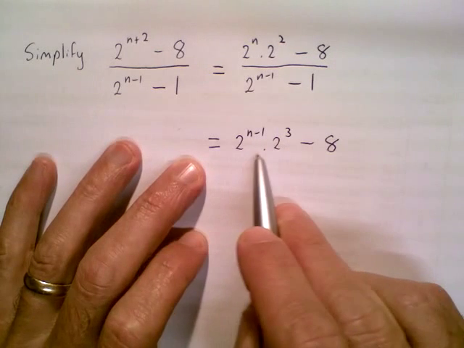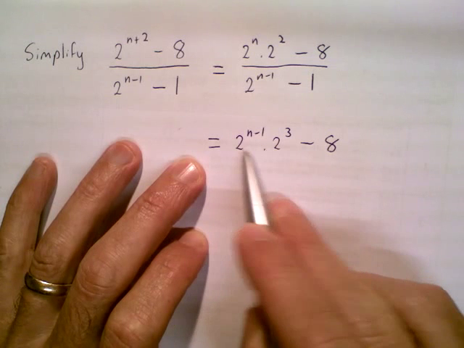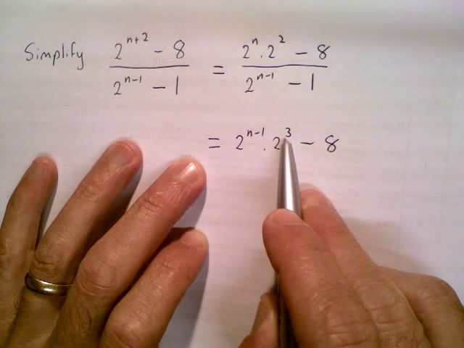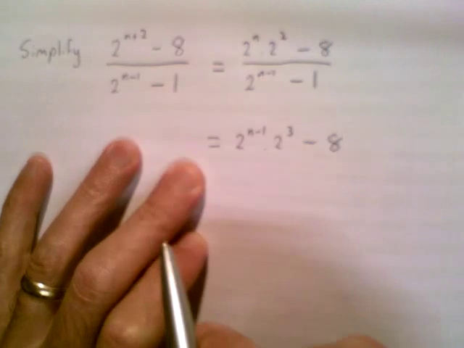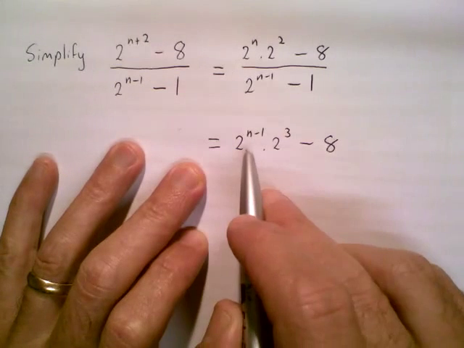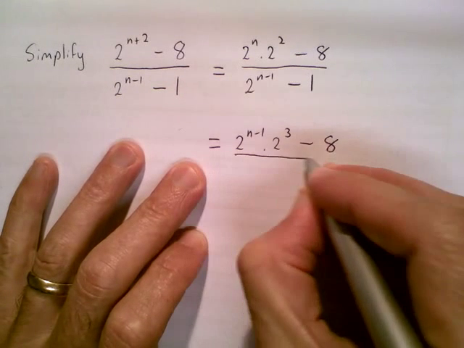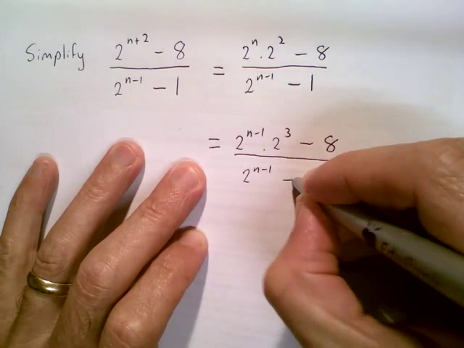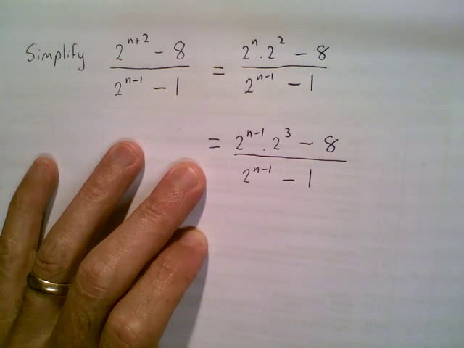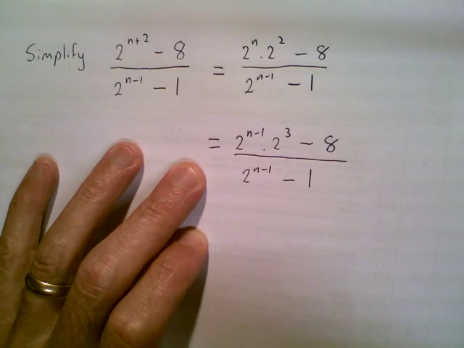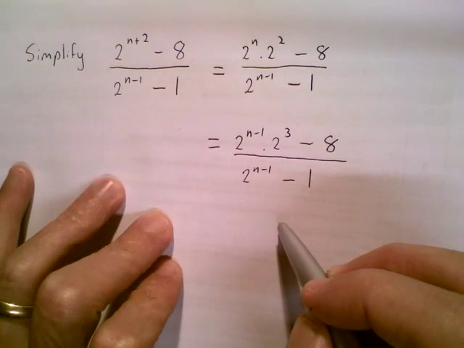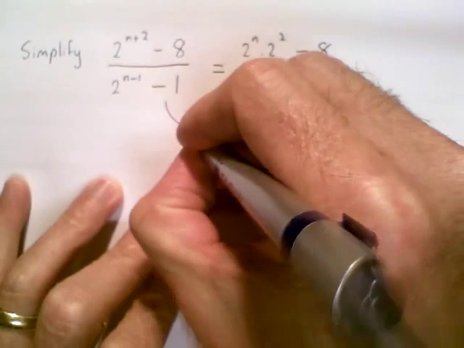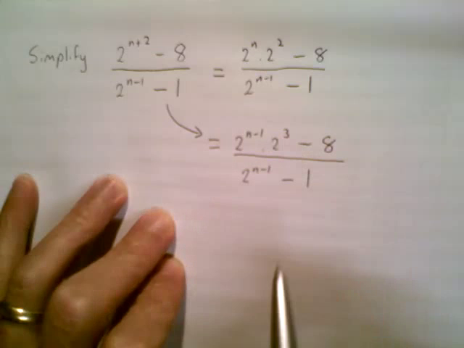So having a look at this expression here, same base, we're multiplying, so we add those indices, n take 1 plus 3 would be n plus 2. Now the reason I've done that is that we've now got 2 to the n take 1 on the numerator and 2 to the n take 1 on the denominator. So we're getting closer to being able to simplify or cancel down. And by the way, we could have just gone straight from here to here and skipped this step altogether.